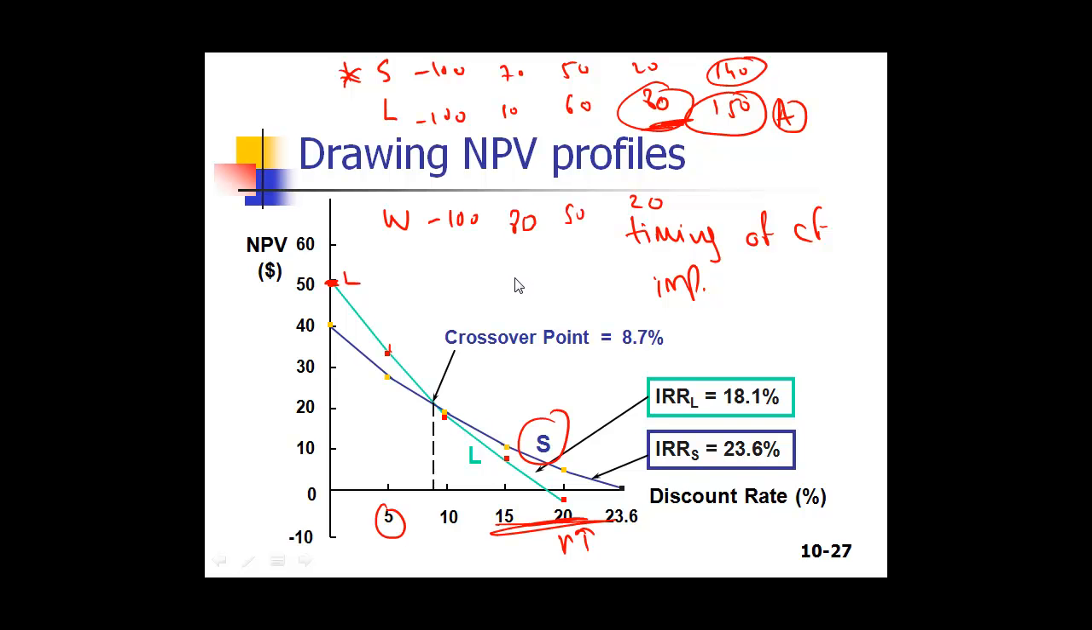How many people think W and S will have a crossover? So quickly draw, just conceptually I want you to do this. Draw your NPV profile for S alone, don't do L. Then draw the line for project W.